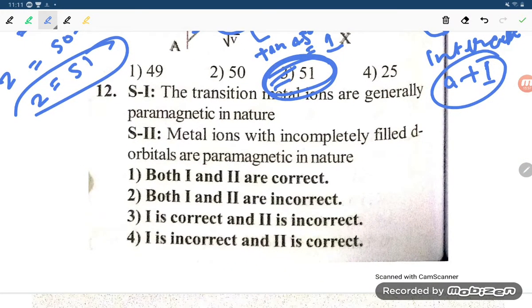Okay. Next one, question number 12. If you see, students, the transition elements, transition metal ions, are generally paramagnetic in nature.